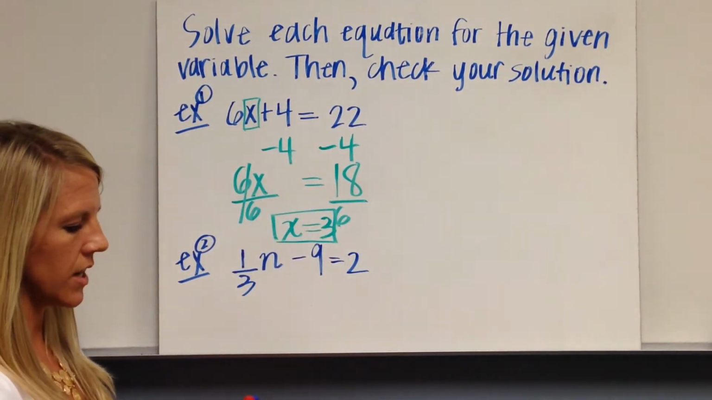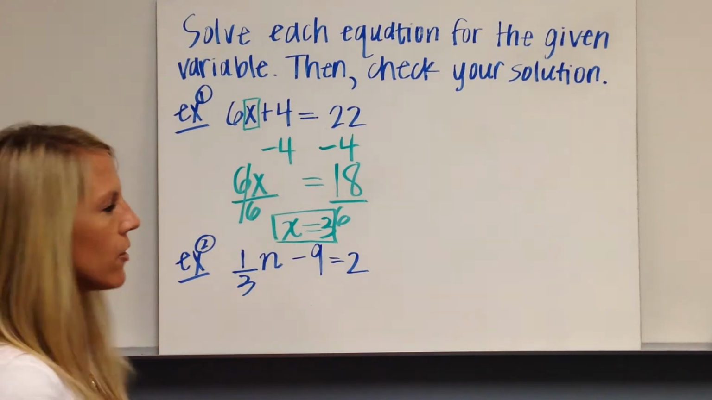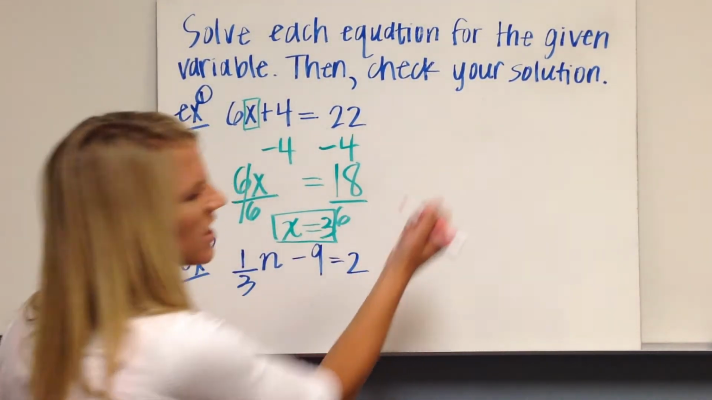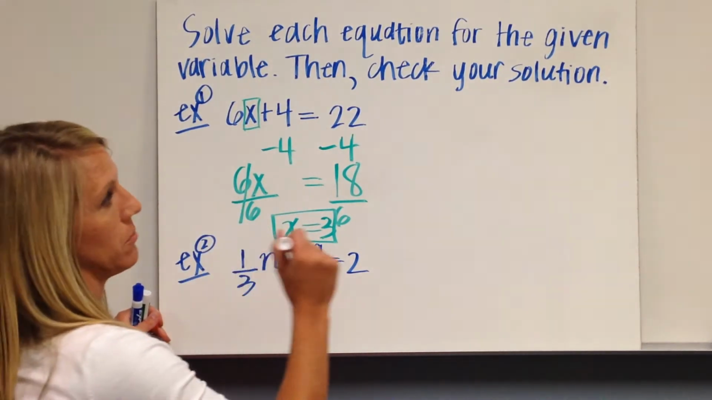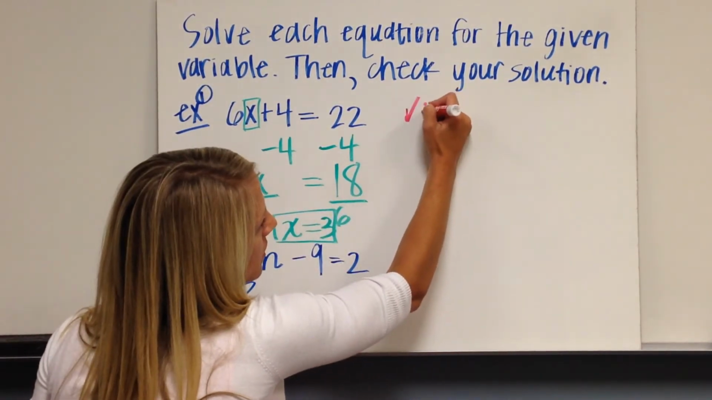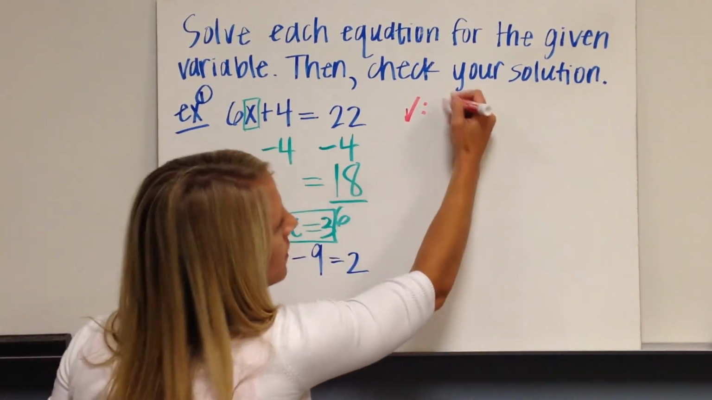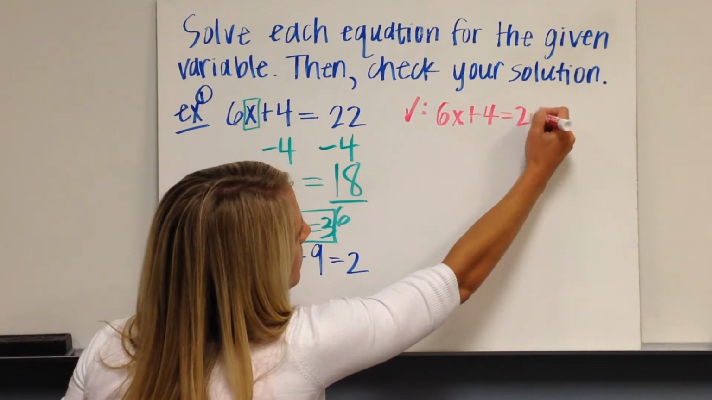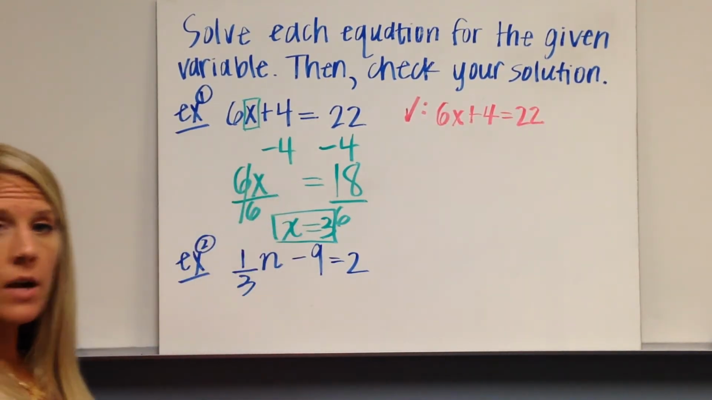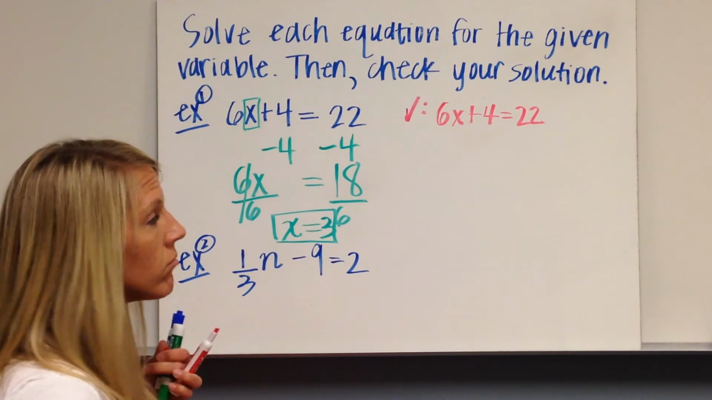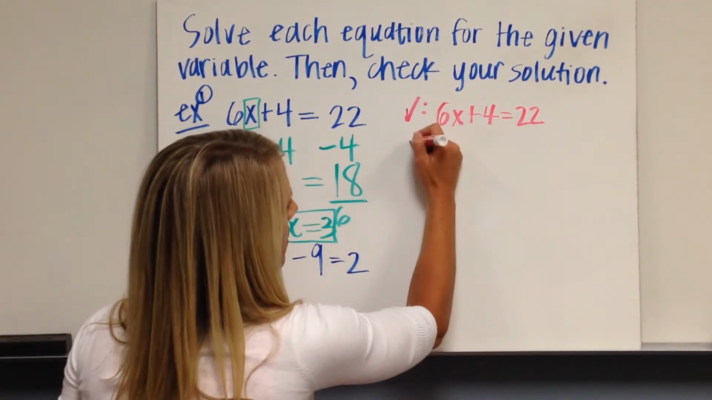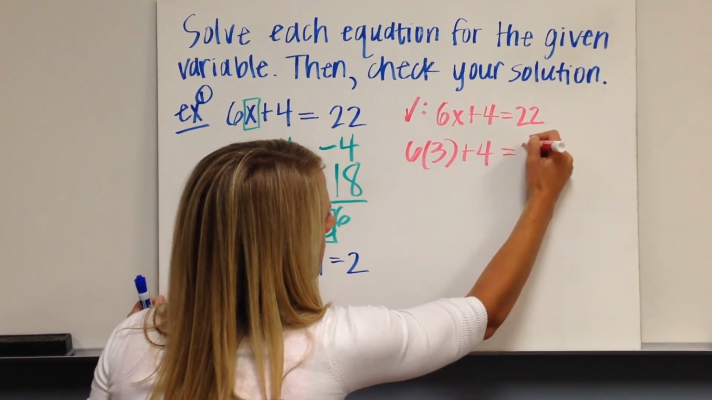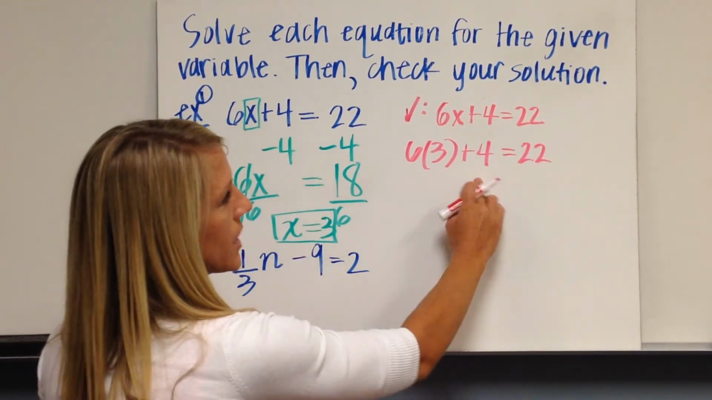So let's go over here to the side and just quickly check our solution. So how can we do that? How can I ensure that 3 is the solution? Just plug it in. So a lot of times you'll see me make a little check mark to show that I'm checking my work. And then I'll write out the problem again. So now, what can I replace x with? Yes, 3. So whatever this is, I want it to equal 22.